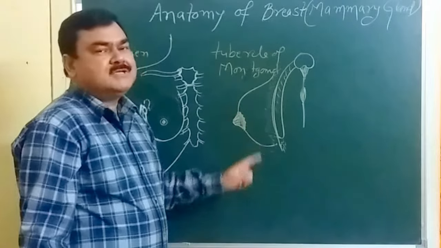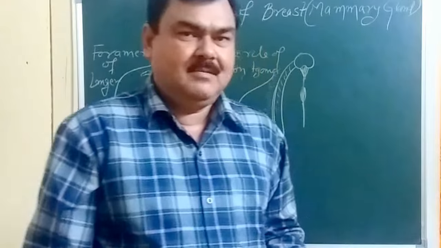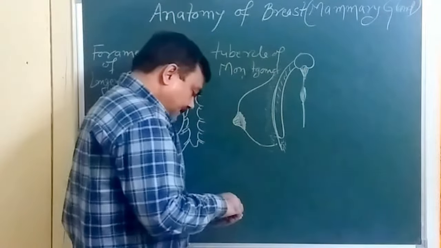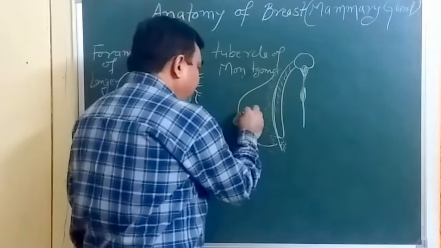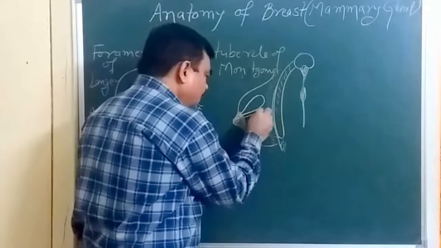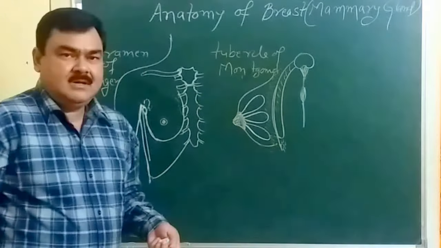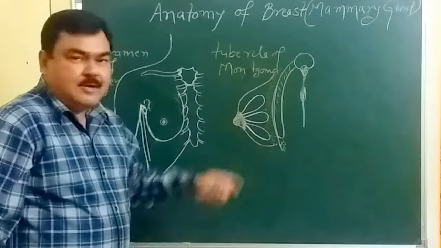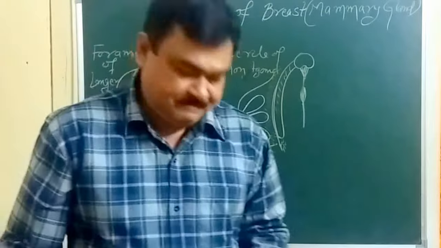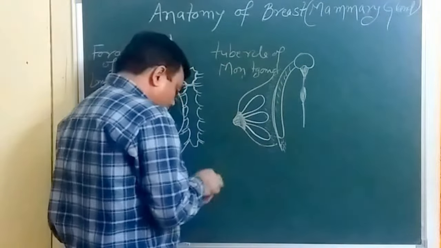After the skin, now we will discuss the deeper structure, that is the parenchyma or glandular tissue. Here the gland is present in 15 to 20 lobes. These lobes secrete milk, and the secretion passes through a duct.